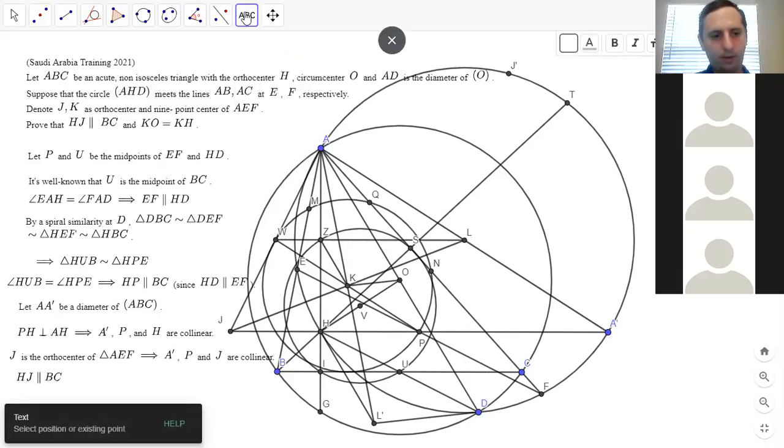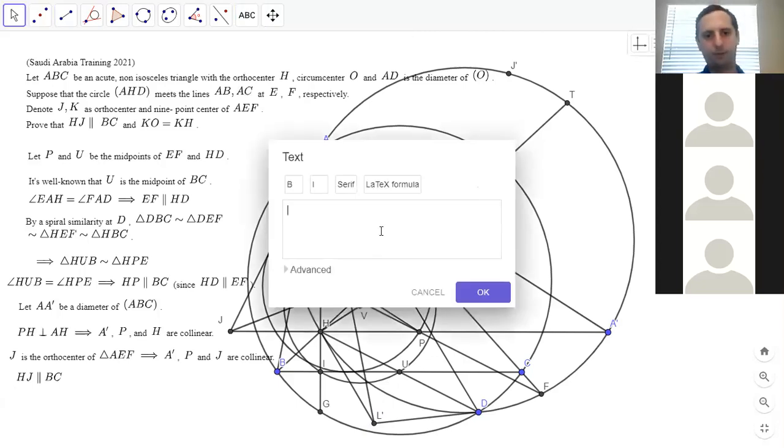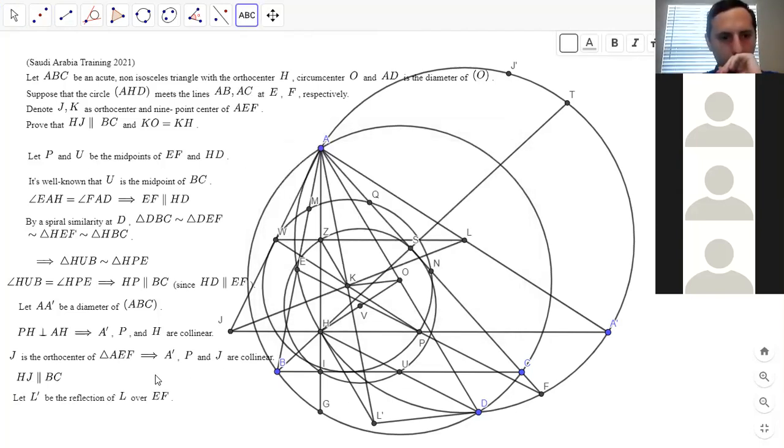Okay, so let L prime be the reflection of L over EF. And then, let's see. Is it obvious that L prime D is equal to L prime H? Yeah, it is obvious, because HT is parallel to EF.